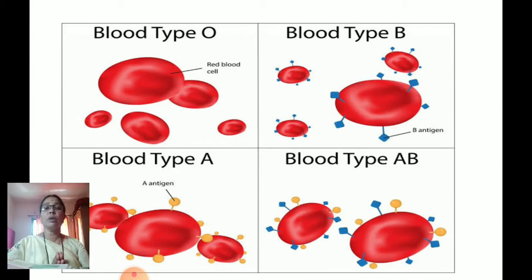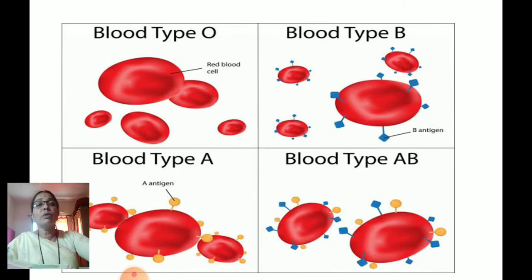To know the blood type, we have to go to a physician, whoever checks the blood. They take one small drop of blood from your body, and then it is checked to see which blood group you are. So that is very, very necessary.